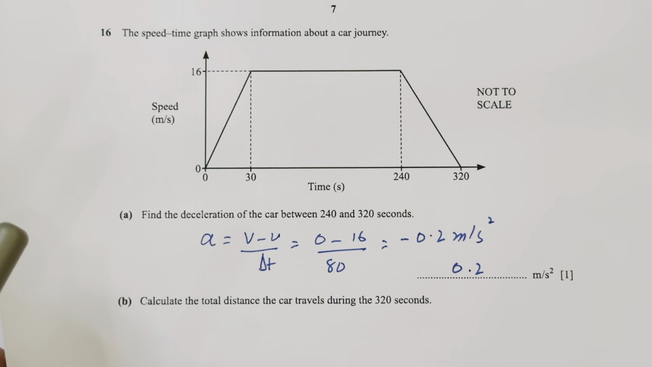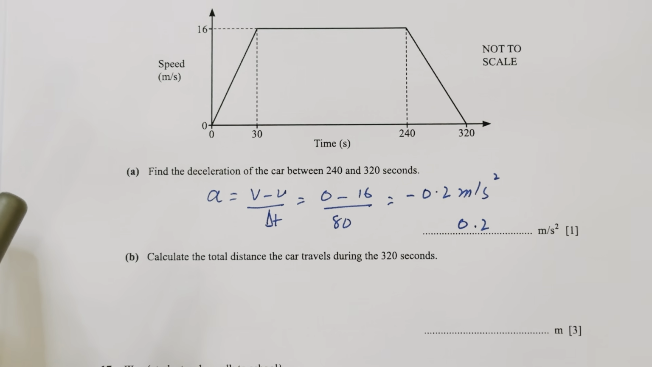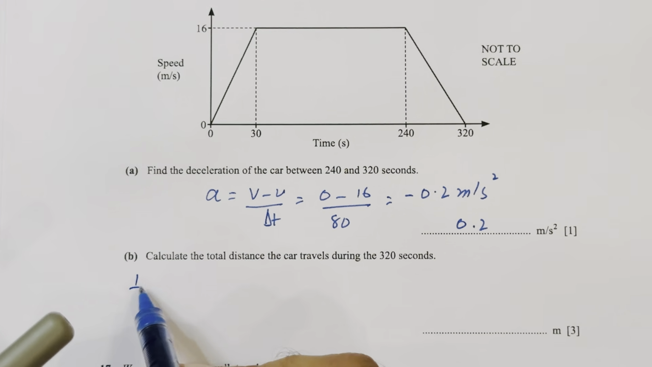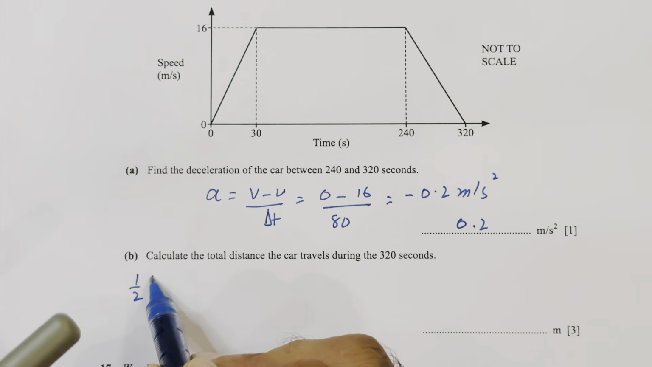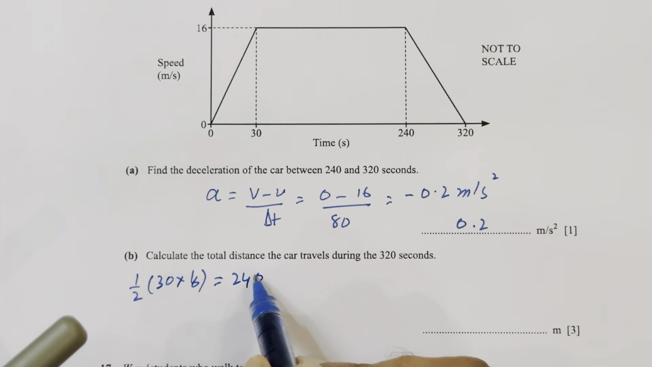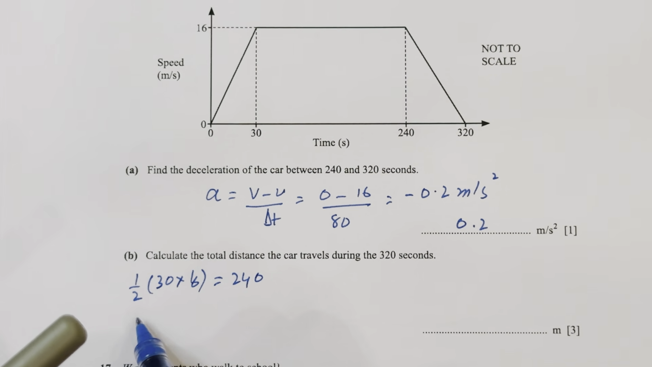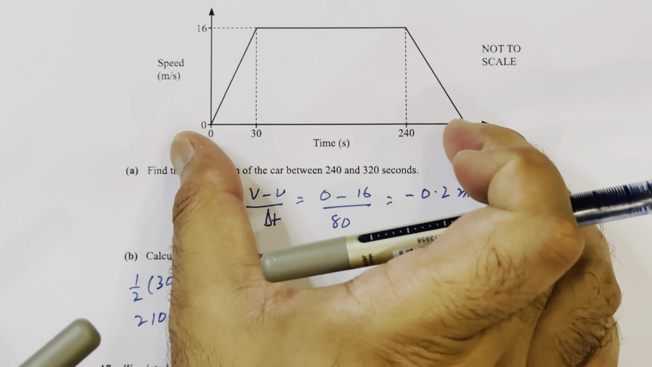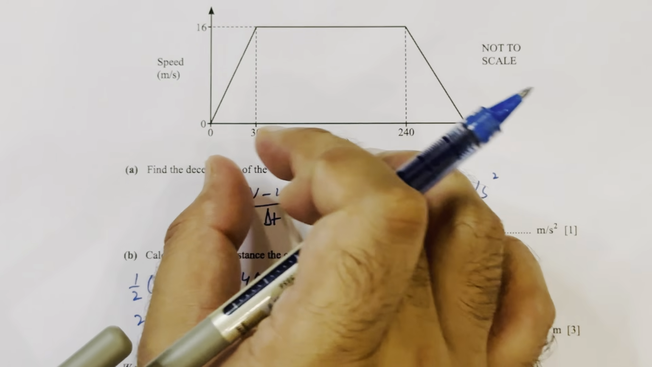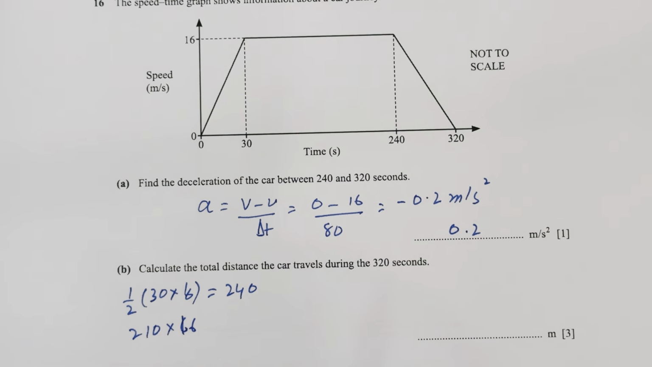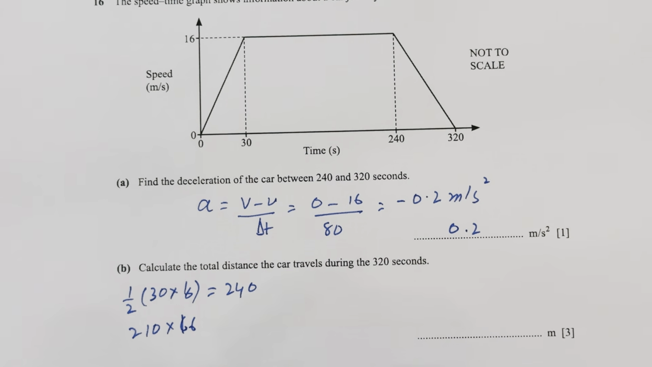Next part is to calculate the distance the car travels during those 320 seconds. Okay, the first figure is a triangle. This area would be like that, 1 by 2 times 30 times 16, that would be equal to 240. The other shape is a rectangle. This is 210 multiplied by 16. How do you get the 210? 320, and then subtract this value to get the total answer, that is equal to 210.